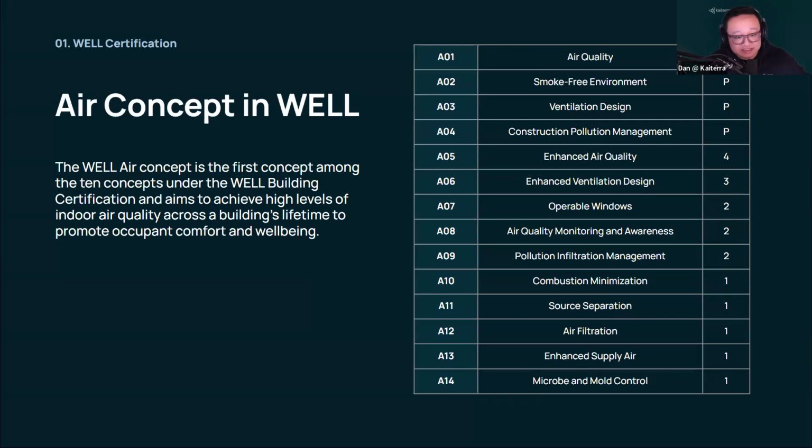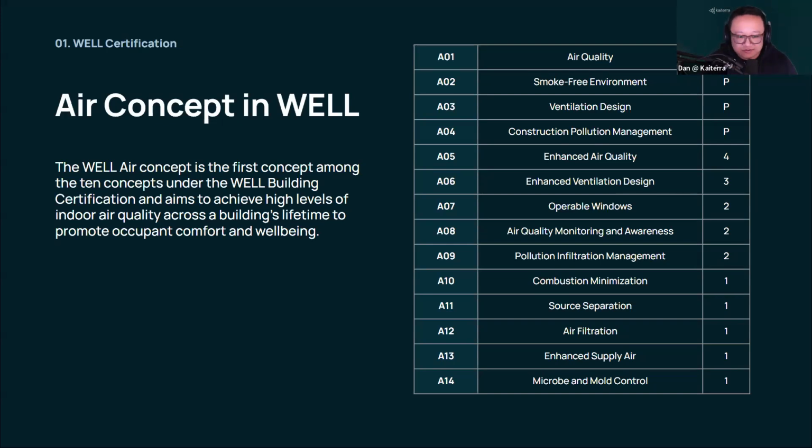Now, on screen, you can see a breakdown of the Air concept and all 14 of its different features. From this concept, you're able to achieve 18 points towards your WELL certification. To put that into perspective, achieving the base level WELL, which is WELL Bronze, requires 40 points. So being able to say that from the Air concept alone, you're about halfway there is a pretty big deal.